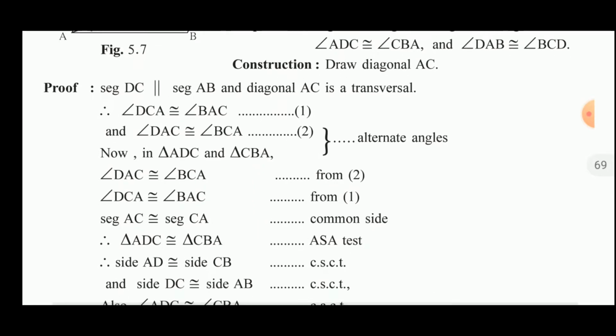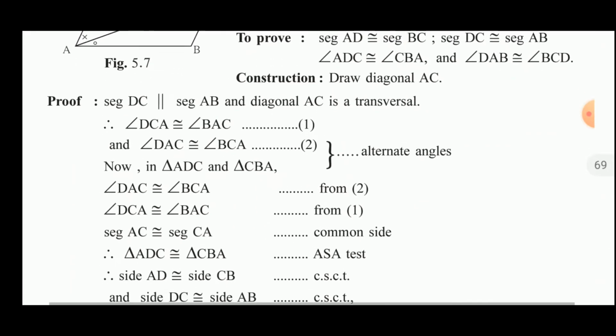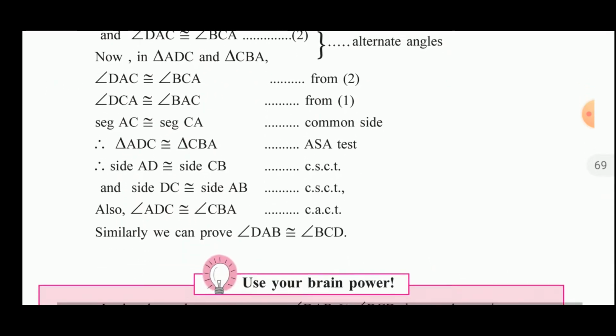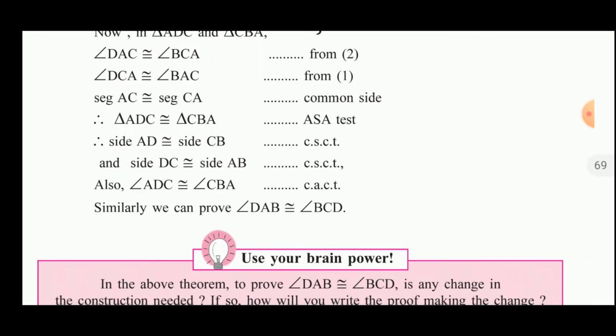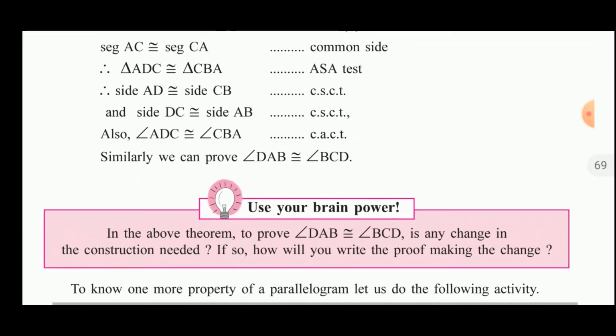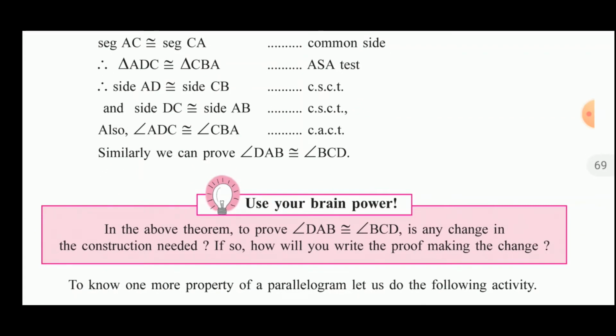So from equations 1 and 2, and segment AC is congruent to segment AC, common side. Therefore, triangle ADC is congruent to triangle CBA by ASA test. Therefore, side AD is congruent to side BC, corresponding sides of the congruent triangles, and side DC is congruent to side AB, corresponding sides of the congruent triangles.